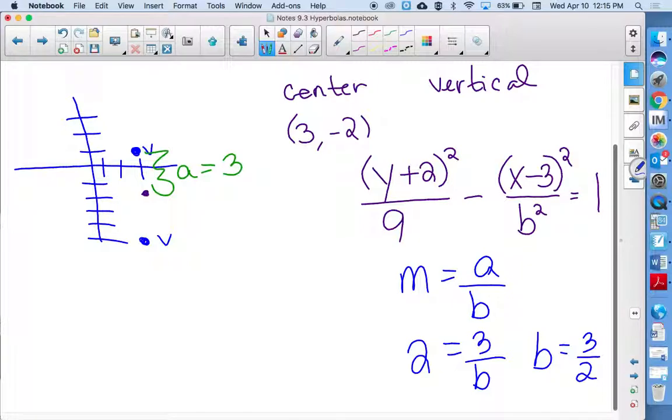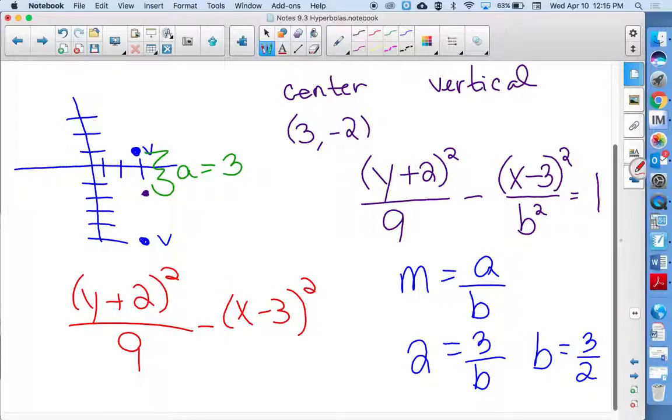Because I knew a, and I knew what the actual slope of the asymptote was, I just needed to find that missing part. So now we can finish our equation. Y is in front because it's vertical. A is always underneath the first denominator. X is second, since it is a vertical graph. And now, since b is 3 halves, b squared is 9 fourths.